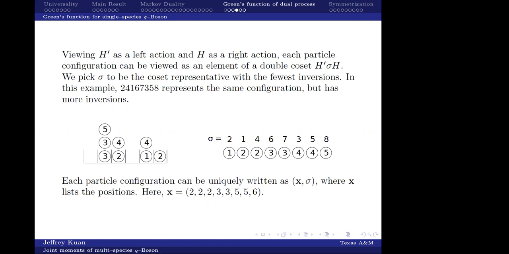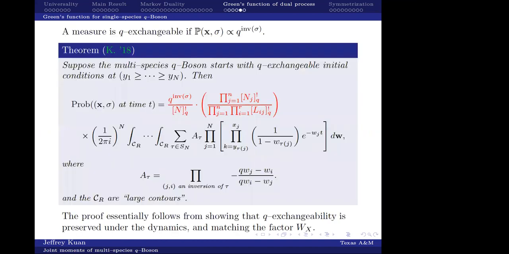And so with this interpretation, for the general formulas, starting with generic initial conditions, I don't think the formula is going to simplify. But you can consider q-exchangeable initial conditions, where the initial conditions are weighted proportionally to q to the number of inversions of sigma. And it has a factorized form. So the second line here only depends on x, and this first line only depends on sigma.